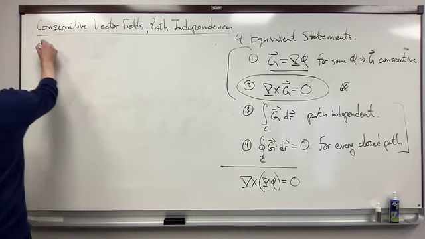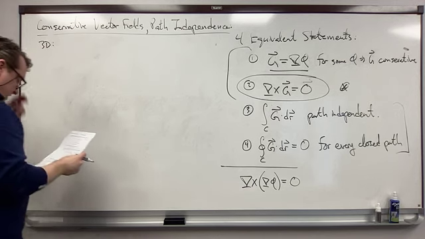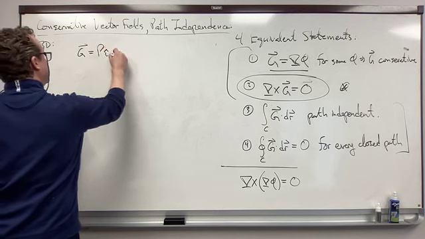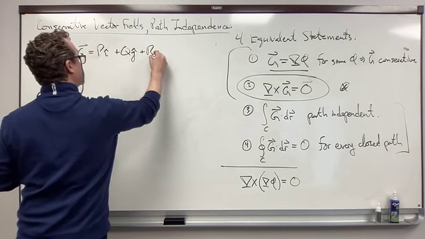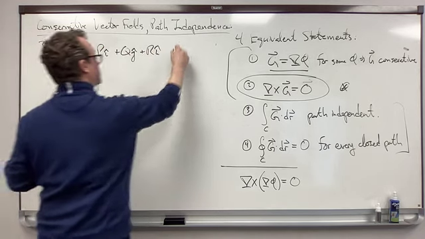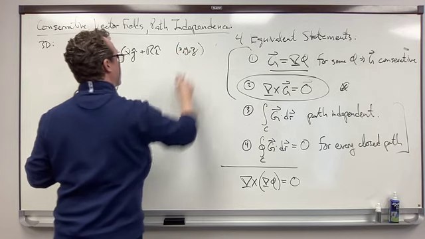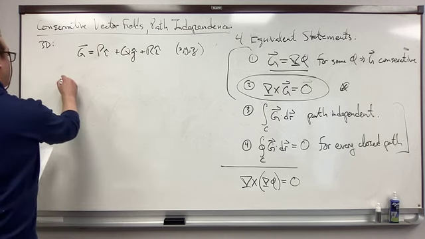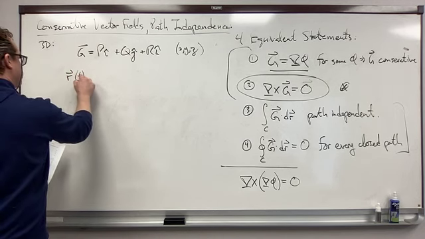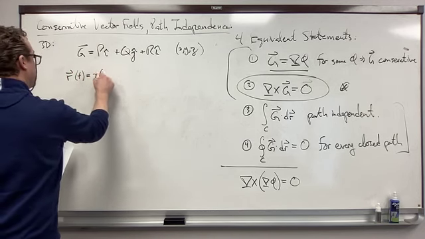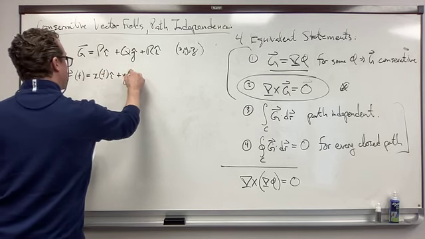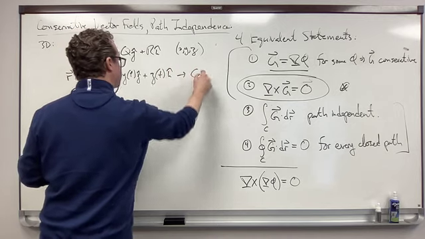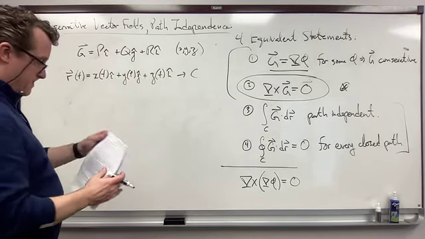Let's talk about 3D for a second. It's really not that different. I've got G as some P i plus Q j plus R k. These are all functions of x, y, z. So this is my vector field. And I have my r vector. Maybe I think of it as parameterized by t. This defines the curve C.